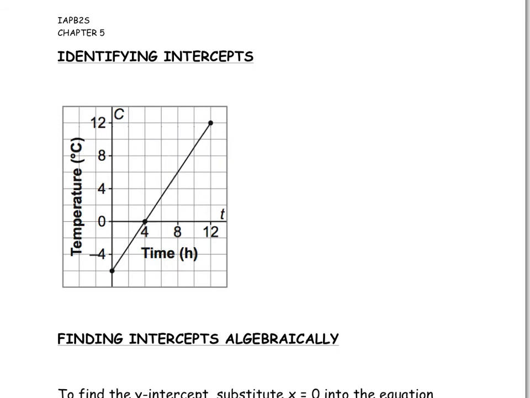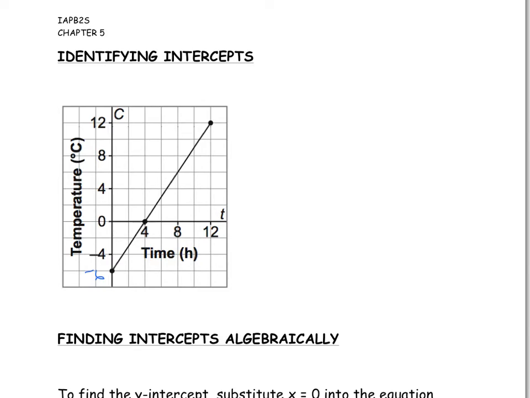All right, so now identifying intercepts. Intercepts are when it crosses the x and y axis. So in this case, the x-axis is time, and the y-axis is temperature in Celsius. So the intercepts are when it crosses these lines, so it's basically when either one is equal to 0. So when time equals 0, the temperature is -6 degrees, so that would be -6 over here. When the temperature is 0 degrees, that would be time is 4 hours, which means 4 o'clock, let's say.